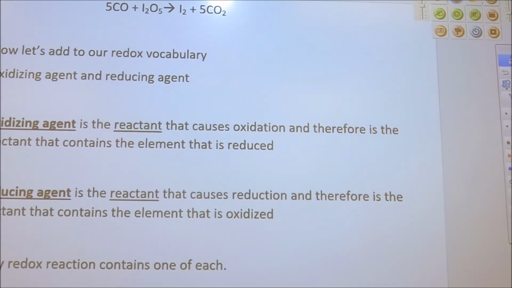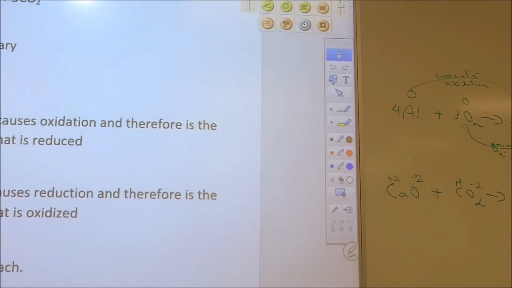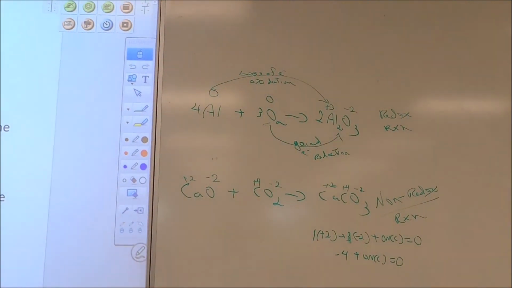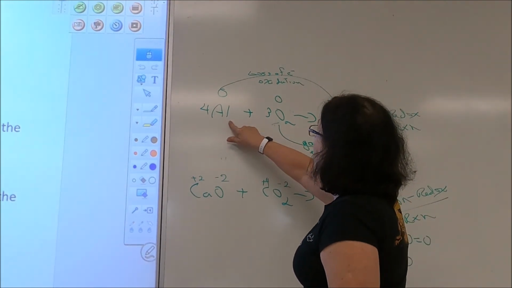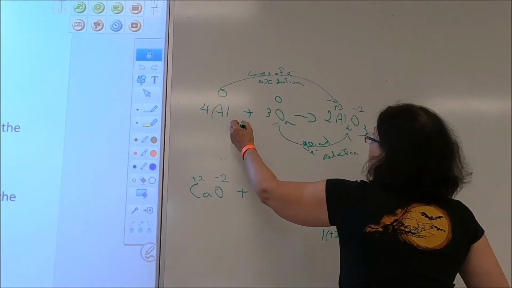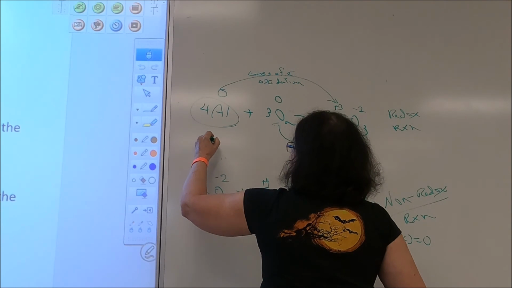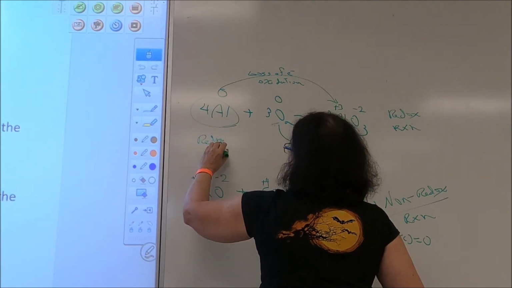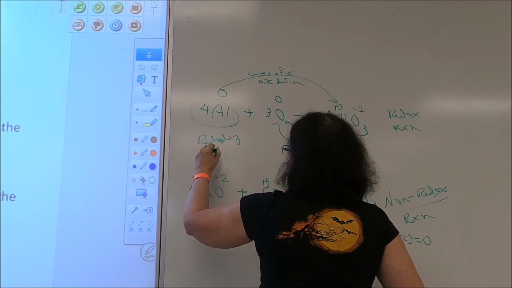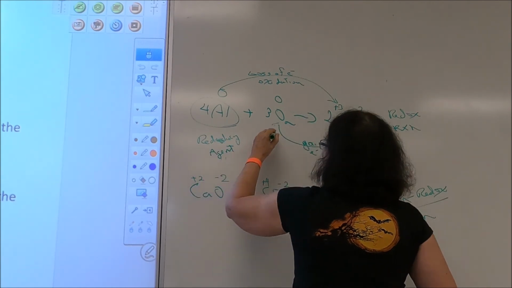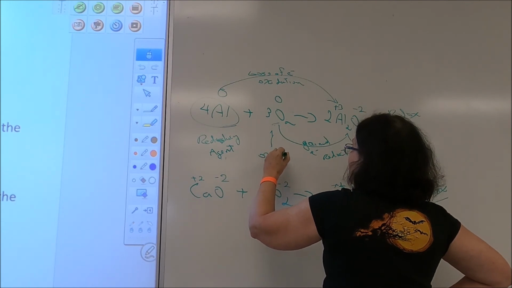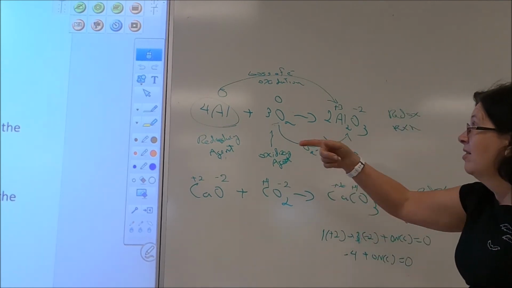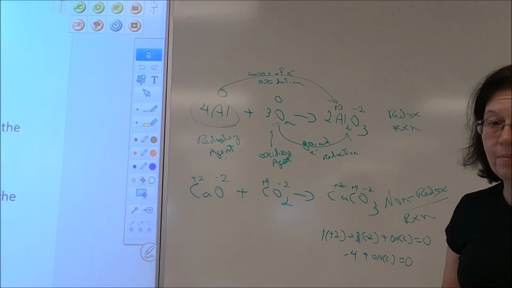Now, let's look at our redox example here. Okay, aluminum underwent oxidation. So aluminum here is our reducing agent. And oxygen is our oxidizing agent. Okay, it causes the other guy to be oxidized.